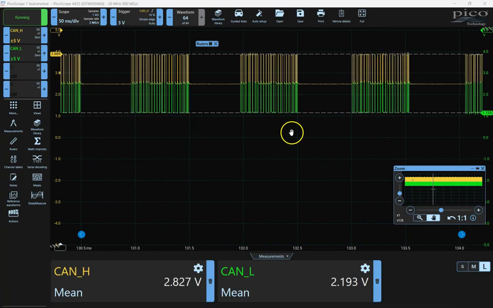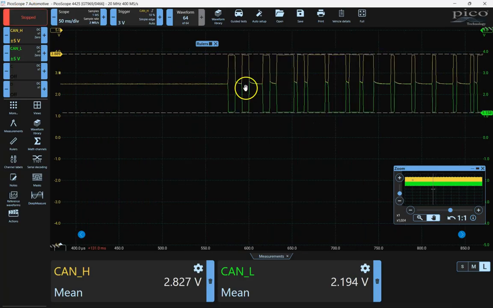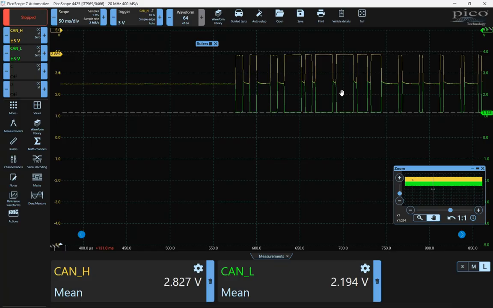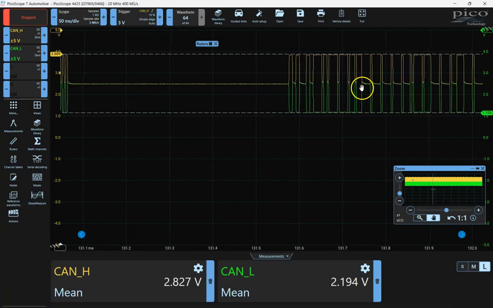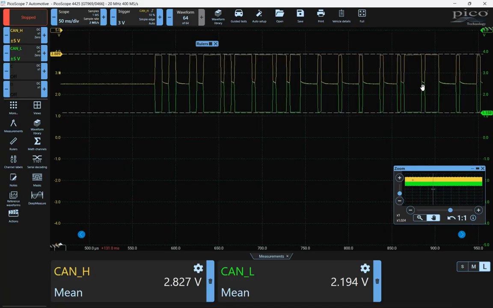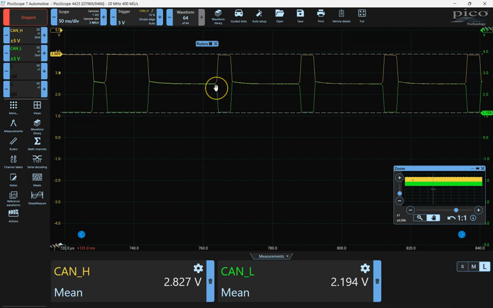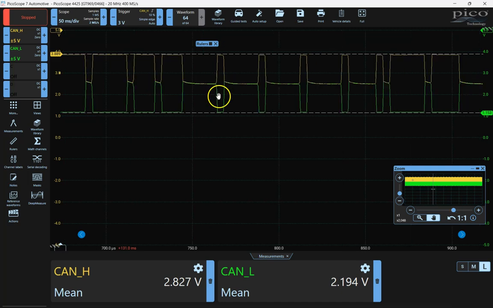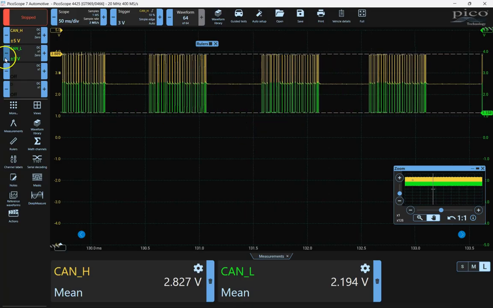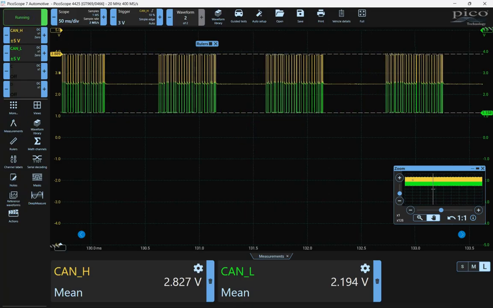If I look at the real data now, if we zoom in on some of this, we're going to see that I have less of my data that is a dominant bit. We can see that there are more recessive bits now, and these are the recessive bits. These are the stuff bits that are stuck in between there. So it's kind of flipped, and we can see that that's changed the voltage.